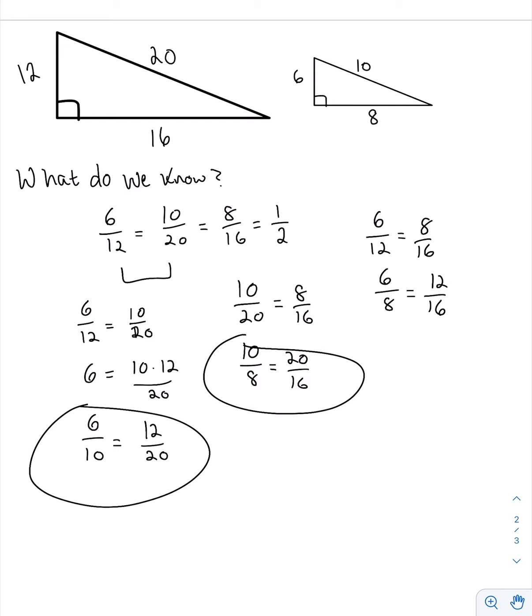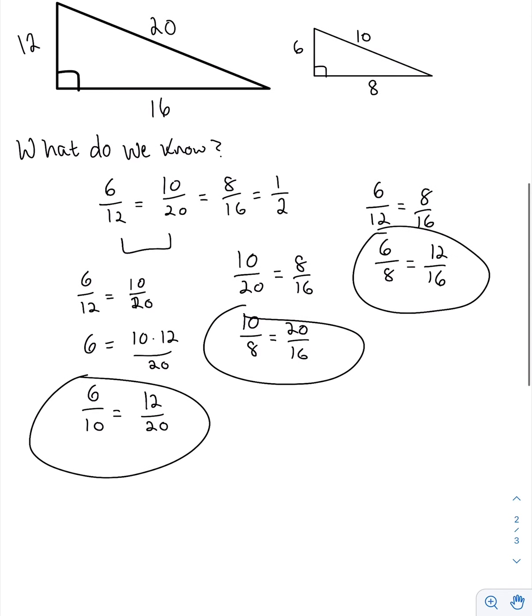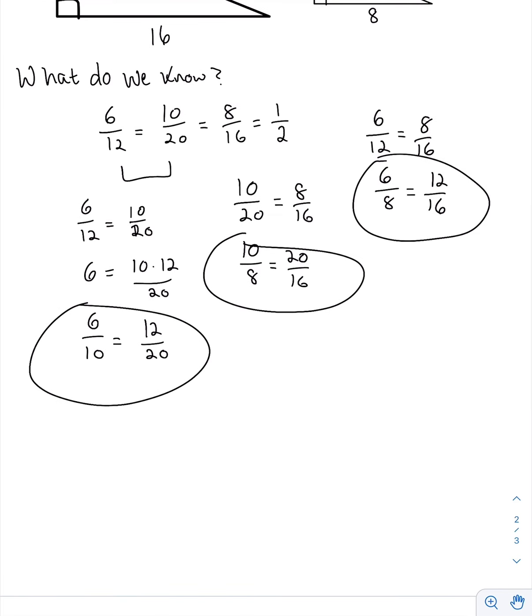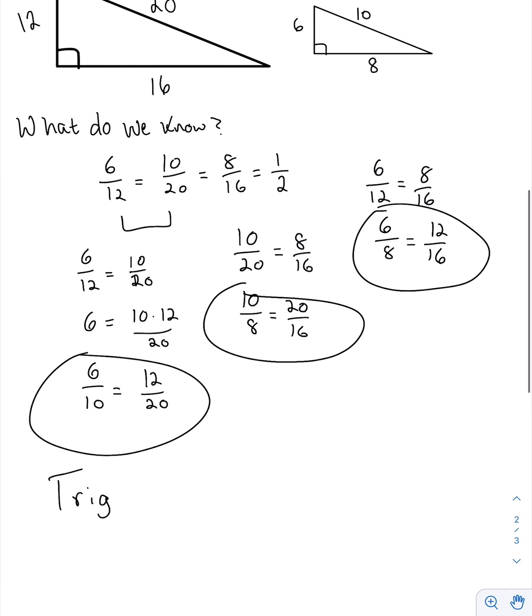So these results are maybe not particularly interesting to us now, but as we get into something we call trigonometry, trig for short, we'll start talking about things like sine and cosine, and we'll see how these ratios are actually very important to us and how this result is kind of amazing.